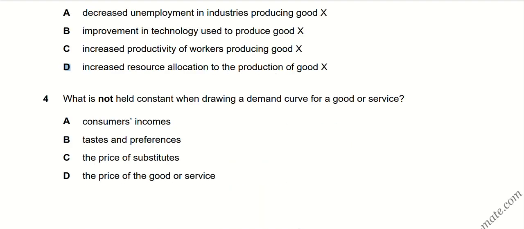Okay, what is not held constant when drawing a demand curve for a good or service? Consumers' income, taste and preference, price of substitutes, price of the good or service. So the price of the good or service is not held constant, even other factors, but in this case it's D.